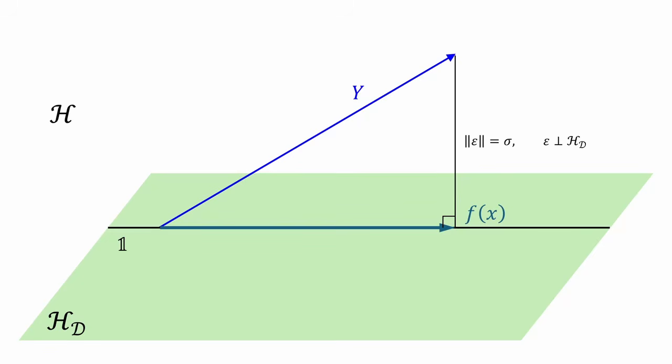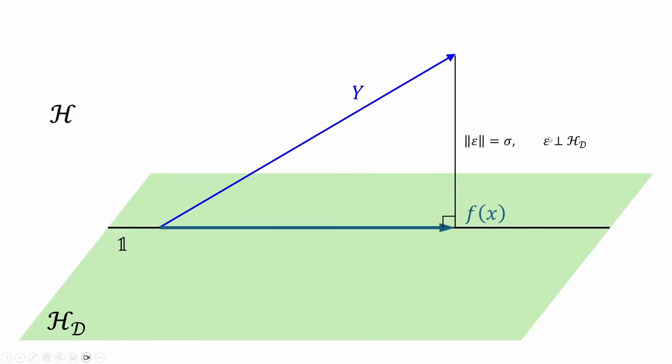But here, the perpendicular component, epsilon, is not only orthogonal to the subspace 1, it is also orthogonal to the space H_D. Remember, the epsilon is the noise in the new response, which we assume to be independent of the training data set. And because epsilon has mean 0, if we take any function in the space H_D, the inner product between epsilon and that function would be 0. So therefore, epsilon is perpendicular to H_D.